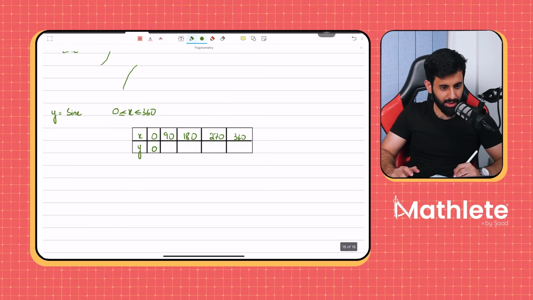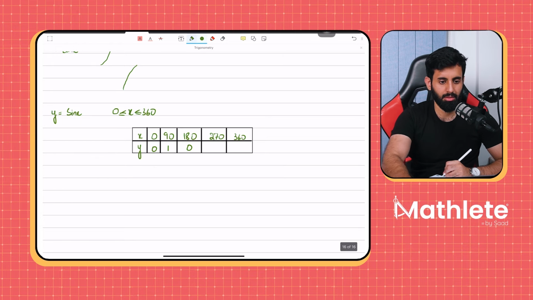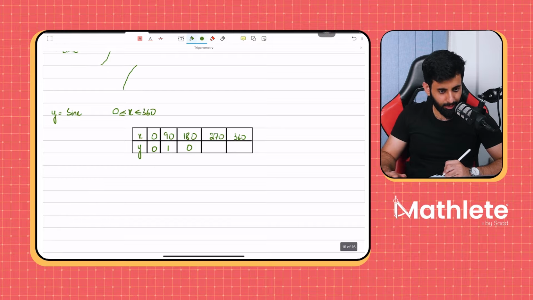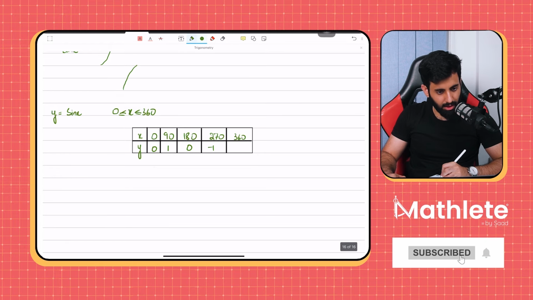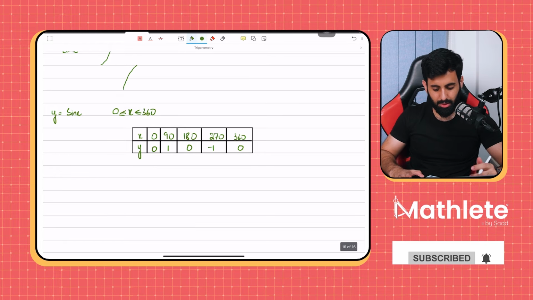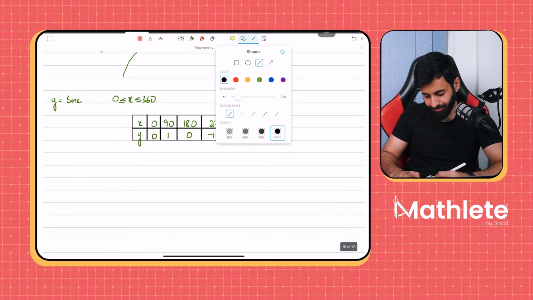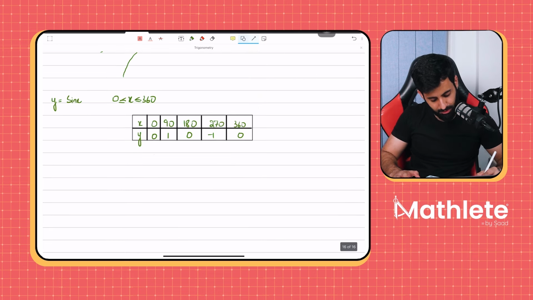Good job. What's sine 90? 1. What about sine 180? 0. Sine 270? What's sine 270? Minus 1. And sine 360, if you work it out, you'll notice that you get 0 again. Okay. Now, with the help of these values, let's make the graph of sine x.